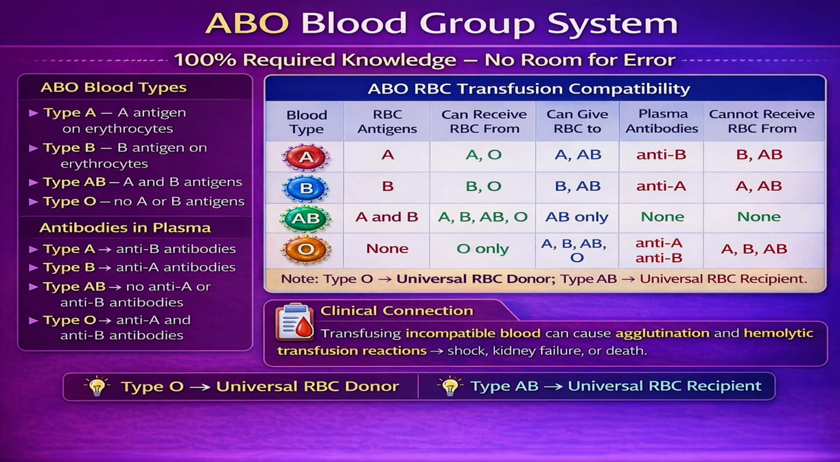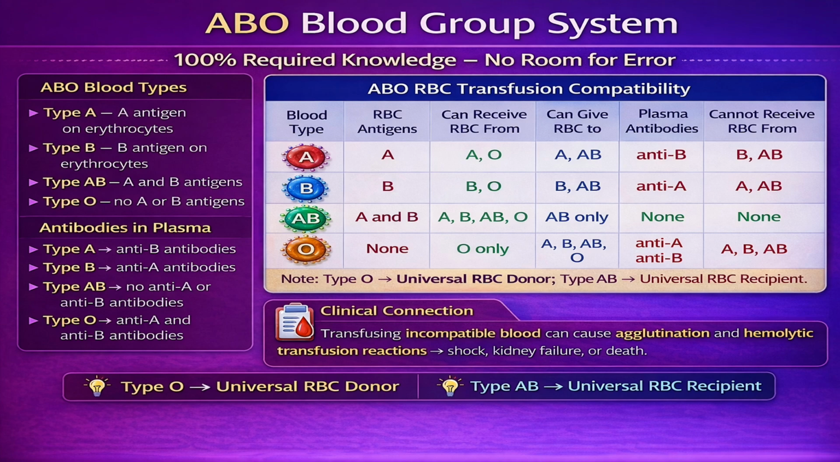The ABO blood group system is the most important classification used to determine red blood cell transfusion compatibility. For healthcare professionals, this knowledge is not optional because an incorrect blood transfusion can produce severe and life-threatening reactions. Blood types are determined by the presence or absence of specific antigens located on the surface of erythrocytes, or red blood cells. These antigens act as identifying markers that the immune system can recognize.